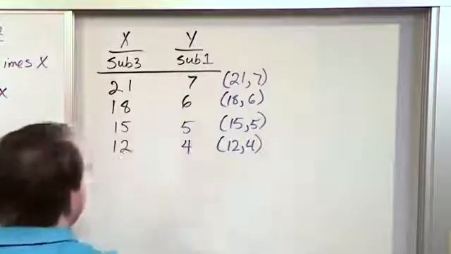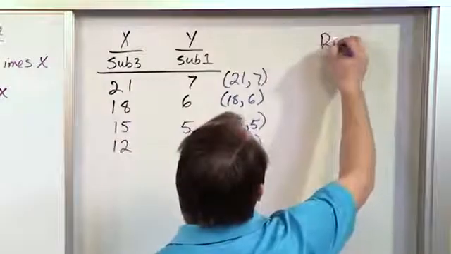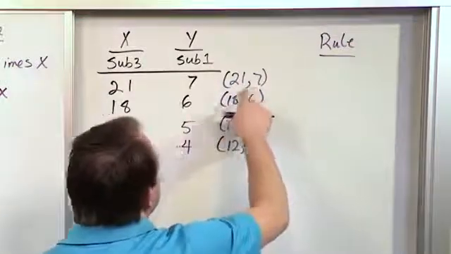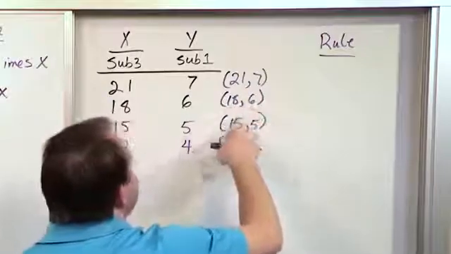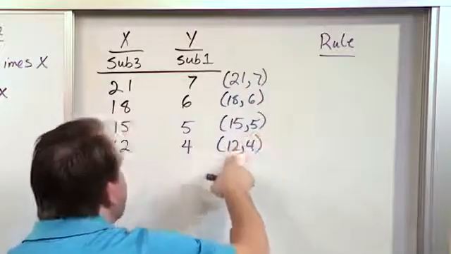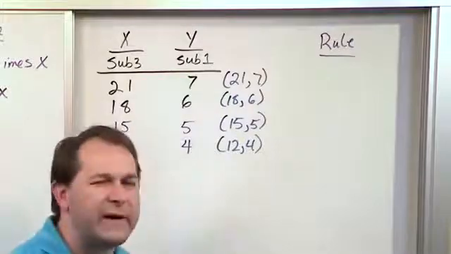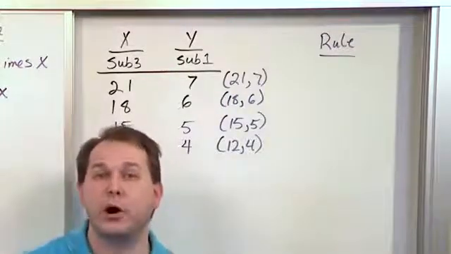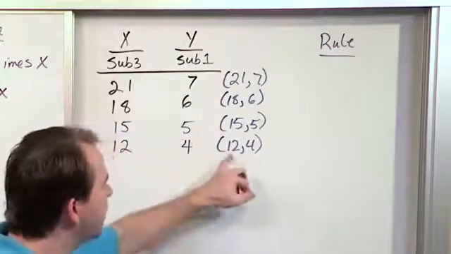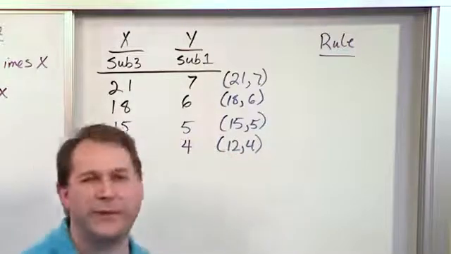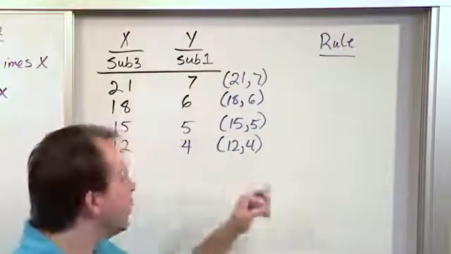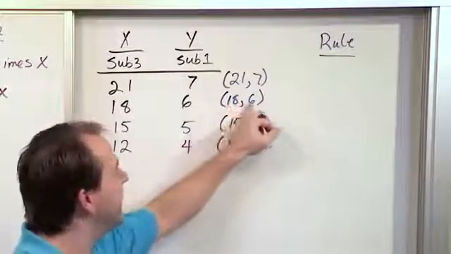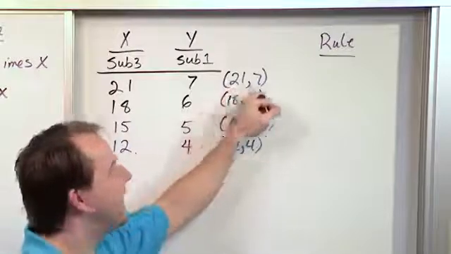And what we're really trying to do here is find a rule that makes sense. 21 and 7, 18 and 6, 15 and 5, 12 and 4. We have to find a rule that's going to relate those numbers together, that will be true for all of those. Well, we know 12 divided by 3 is 4, right? We know 15 divided by 3 is 5. We know that 18 divided by 3 is 6. We know that 21 divided by 3 is 7.